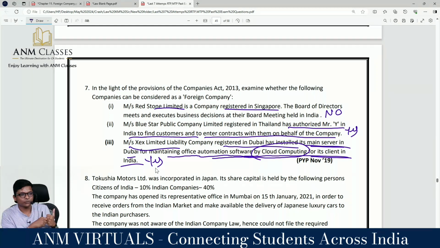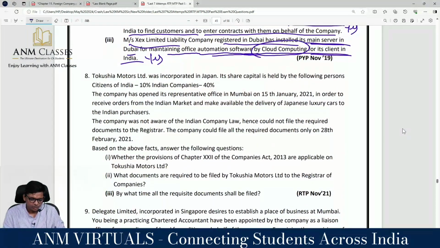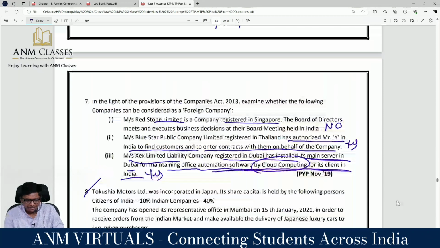Are you understanding? These kinds of questions you can expect, guys. Are you following, everybody? Genuinely understanding? Fine. Okay. Next. Tokushi Motors. No, the agent he has, but he is doing office automation by cloud computing in India.